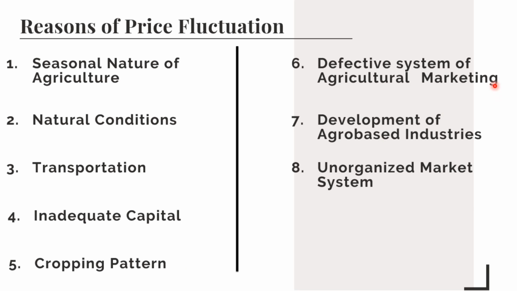The next is defective system of agricultural marketing. In the Indian agricultural sector, the middleman plays an important role in buying and selling of agricultural produce, and the middleman earns a margin as profit out of this transaction. Therefore, whenever price fluctuation occurs, the benefit is transferred to these middlemen. So this defective system of agricultural marketing also creates fluctuation of prices in the agricultural market.